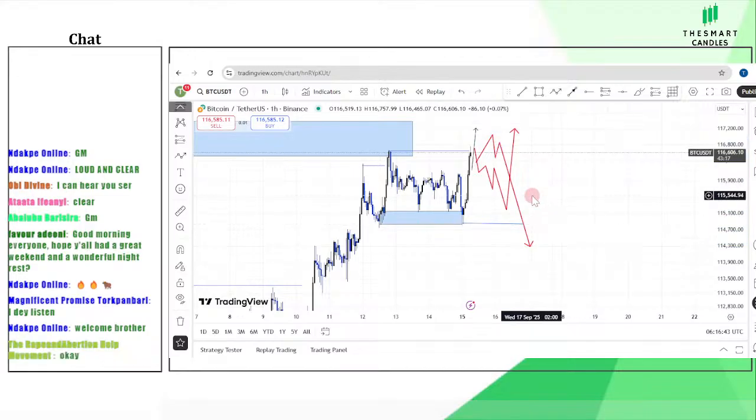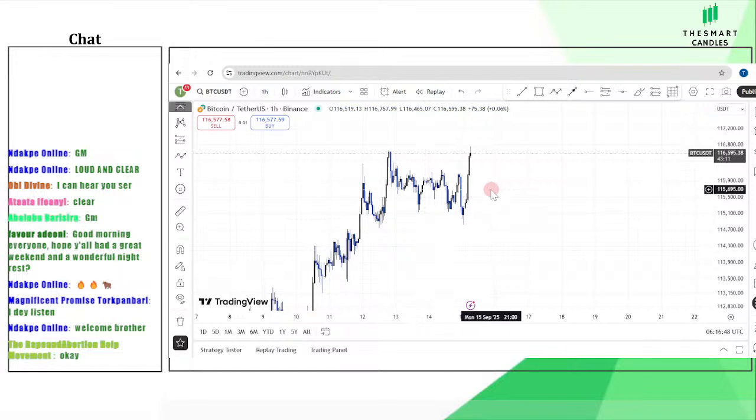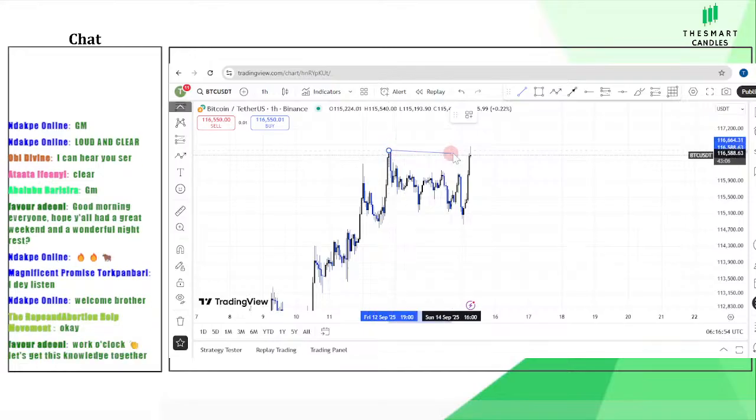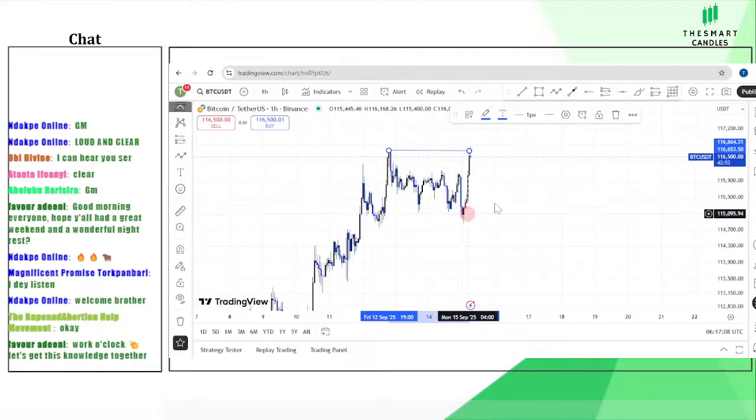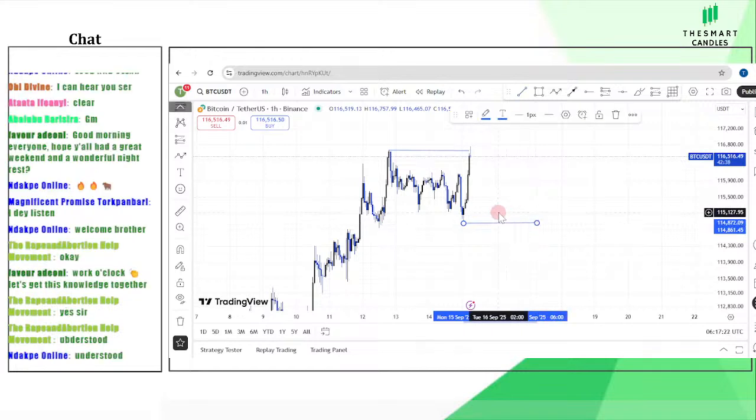So for now, we don't have anything to do on BTC. All we have to do is keep our fingers crossed, waiting for this point to break properly to the upside, and then this order block will be a valid point to look at for buys. If we want to look for a sell, we want to see this low being taken out.